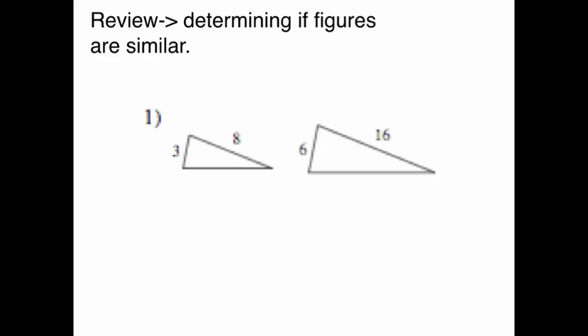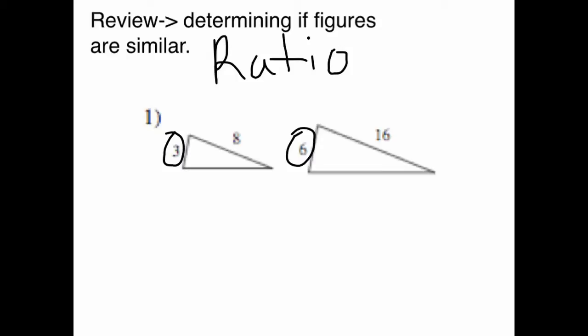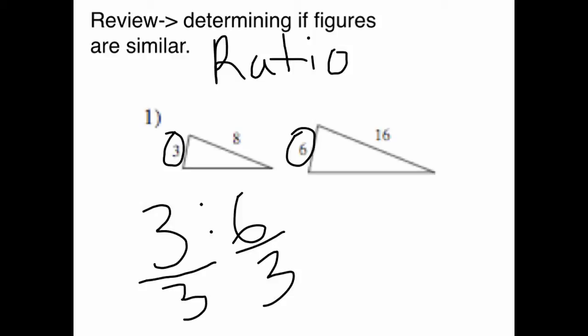All right, really quickly, we're going to review determining if figures are similar. Figures are similar if their proportions turn out to be the same. So I have these two triangles, and all I'm going to do is set up a ratio. And remember, a proportion is a comparison of two ratios. 3 goes with 6. I'm going to set that up as a ratio. Now, I'm going to simplify it down to its smallest form by dividing by 3, because I can always compare by getting it to its simplest form.